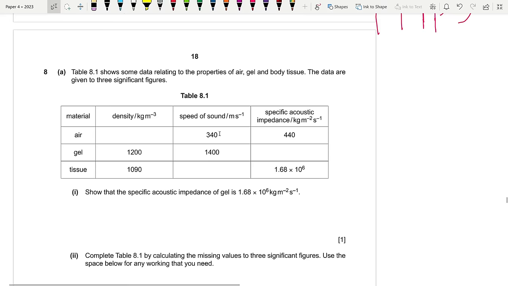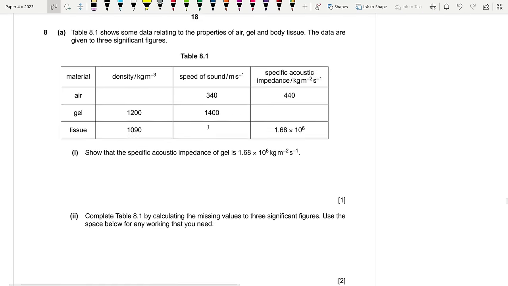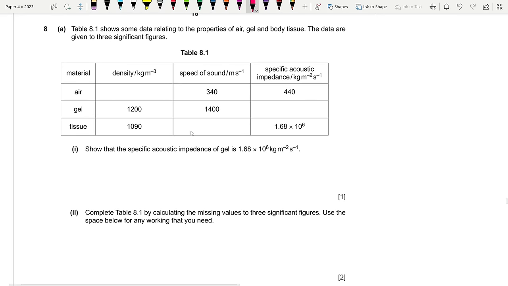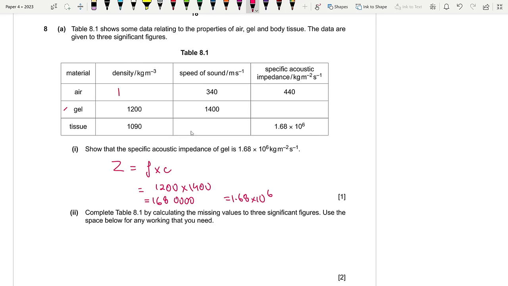Table 8.1 shows some data relating to the properties of air, gel, and tissue. The data are given to three significant figures. So show that the specific acoustic impedance of gel is this. So we know that specific acoustic impedance Z is defined as rho times C, the density times the speed in the medium. So for gel, it's going to be 1200 times 1400, which is 168,000, which is 1.68 times 10 to the power 6. So gel and tissue have the same specific acoustic impedance.